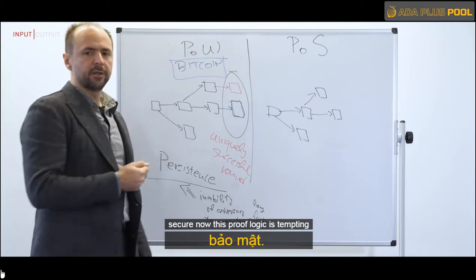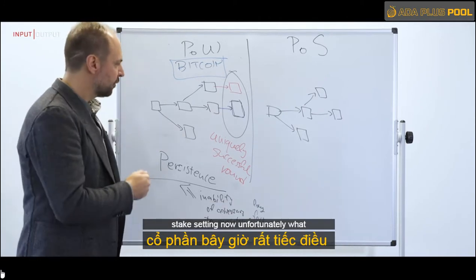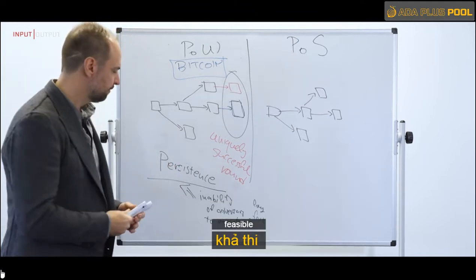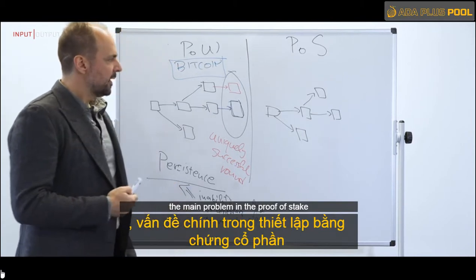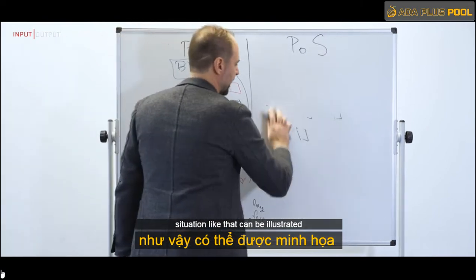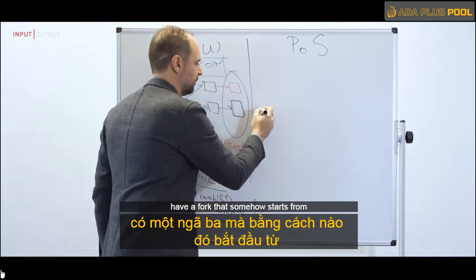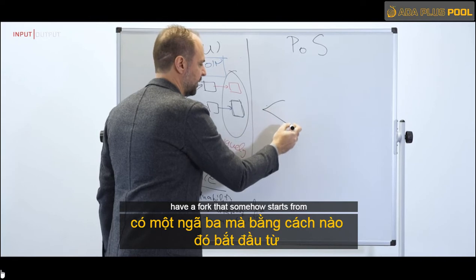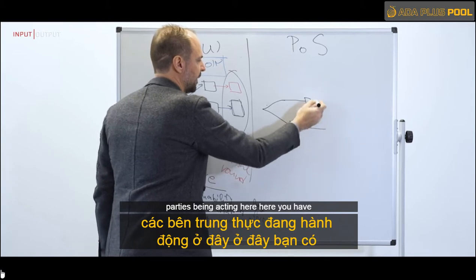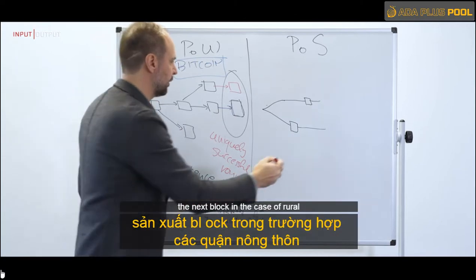This proof logic is tempting for someone to use in the proof of stake setting. Unfortunately, what I'll show you now is that this is not feasible. The main problem in the proof of stake setting, where you have a similar situation, can be illustrated with the following example. Imagine you have a fork that starts from here, and there are, let's say, honest parties acting here. And here you have an adversary who is elected to produce the next block.